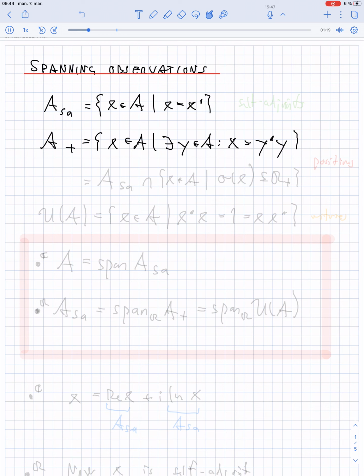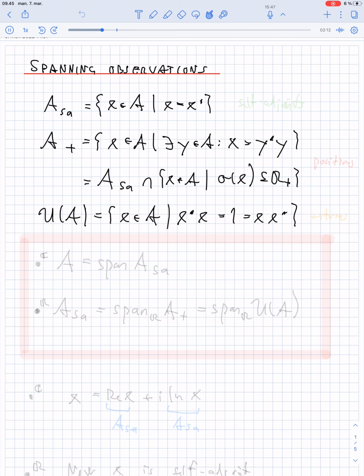So this is just the positive elements, and it's worth noting that this is the same as the intersection of the set of the self-adjoints and the x's in A that happen to have the spectrum contained in R plus. Right? So this is a big result about positivity, is that you can either define it as having such a y, or you can define it as being normal, or you can define it as being self-adjoint and having the spectrum contained in the positive real axis. And then finally, U_A is standard notation for the x's in A that are unitaries. So x star x is 1 is x x star.